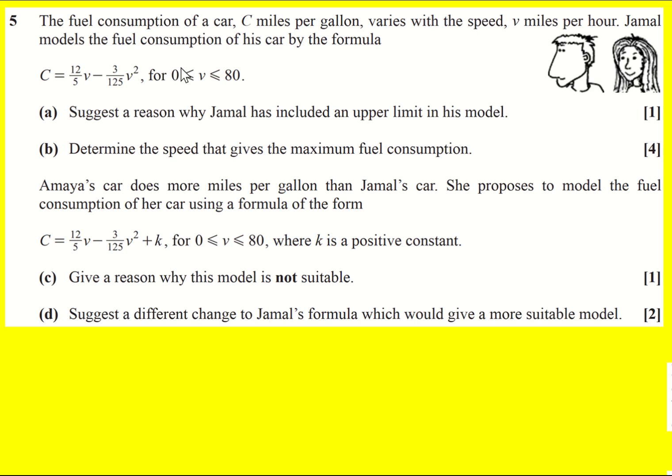So obviously the lower limit makes sense because we're talking about the speed, and the lowest speed could be 0, but why is there a maximum speed? So this is part A. Well, there's a few answers that are accepted, so I'm just going to show you the mark scheme.